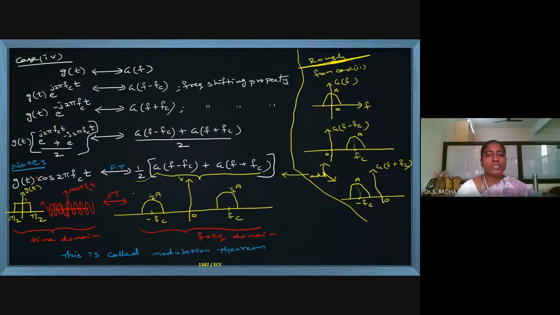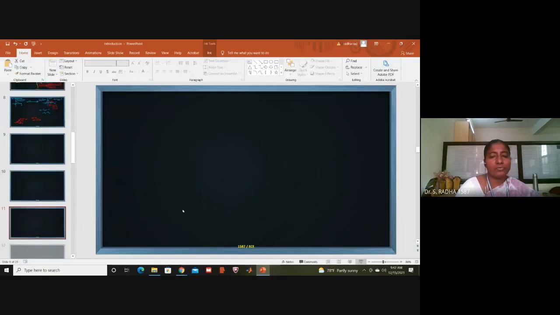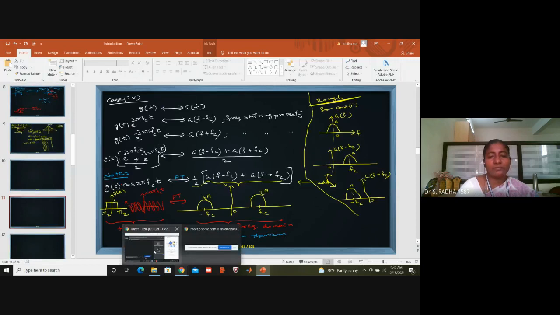What is the theorem? G of t into cos 2 pi fct, that multiplication, in frequency domain will be half into, since in time domain we are using small g of t, in frequency domain we use capital G of f minus fc plus G of f plus fc.